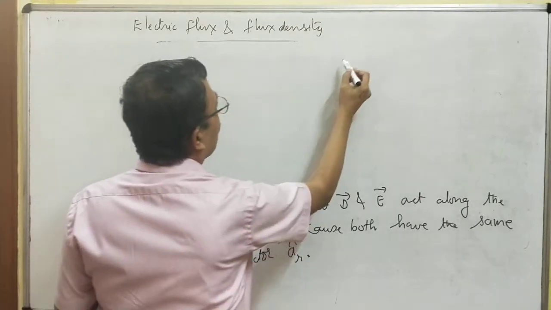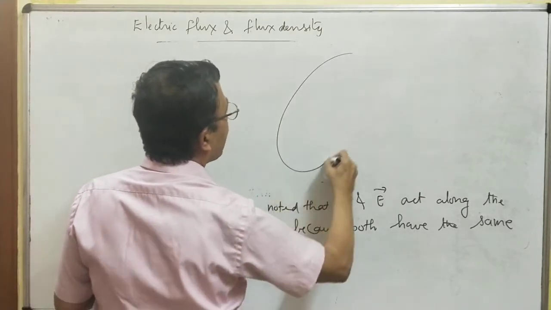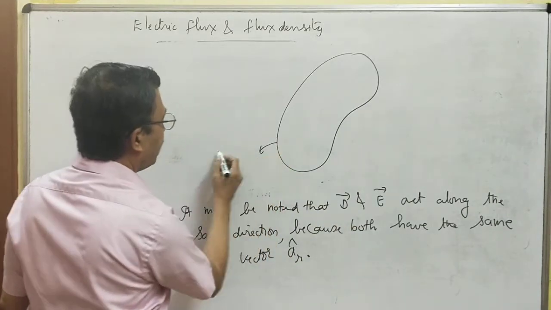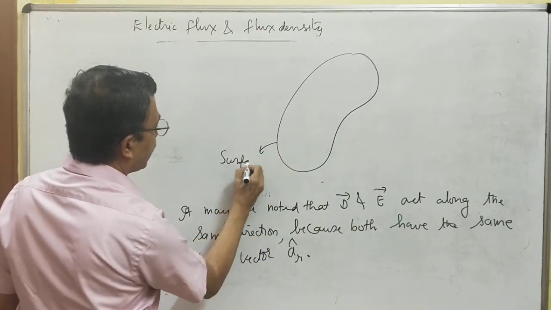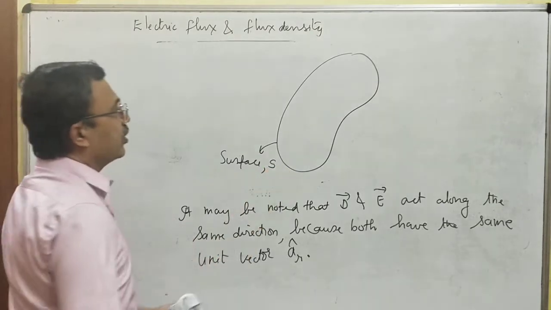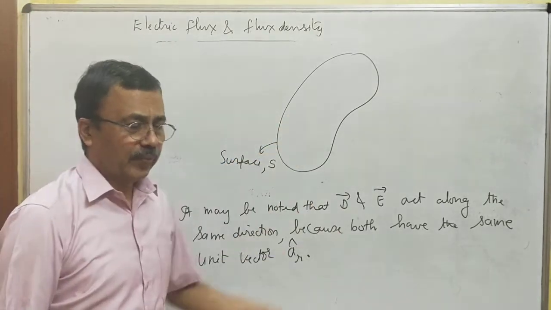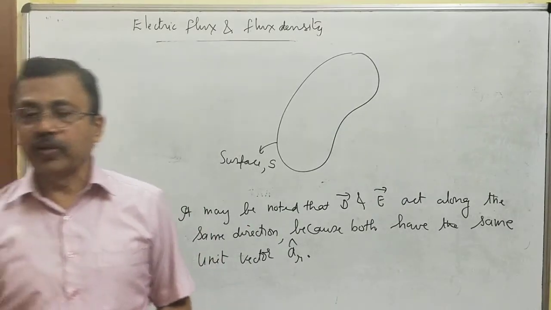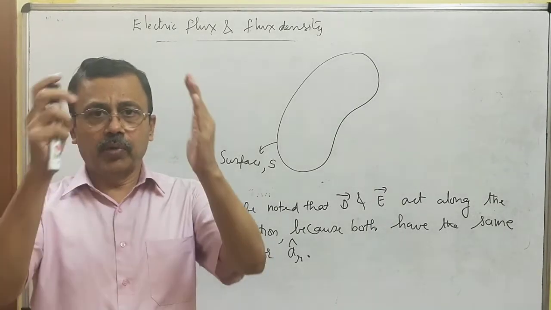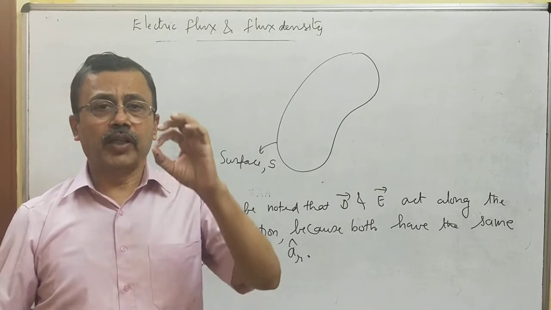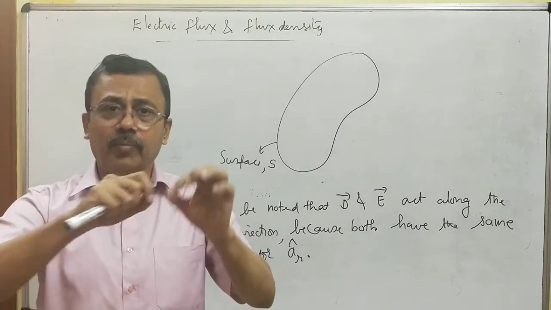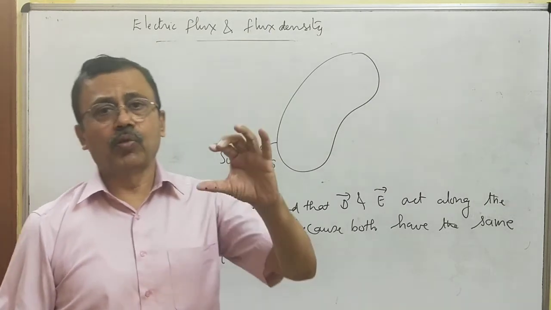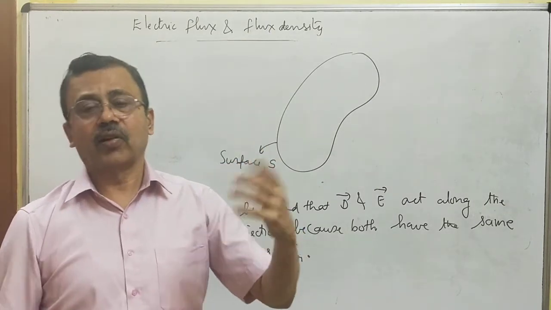Let me take a closed surface. This is some surface S. It could be closed or open. Let me tell you the difference between a closed surface and an open surface. If you take a balloon, inflate the balloon and tie the mouth of the balloon, it becomes a closed surface. If the mouth of the balloon is open, then it's called an open surface.